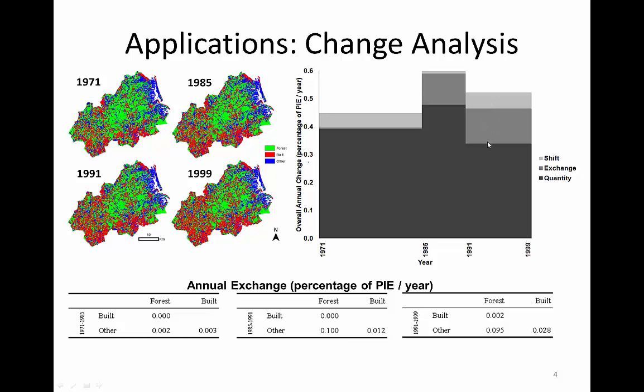Also, we found that at the category level, in the second and third time interval, the largest exchange occurred between the categories of forest and other.